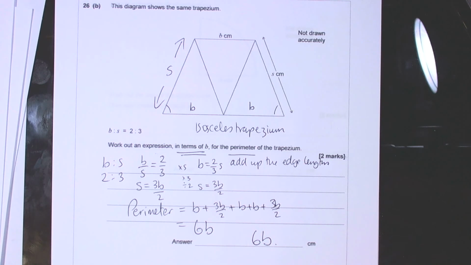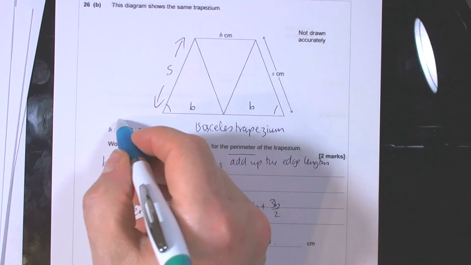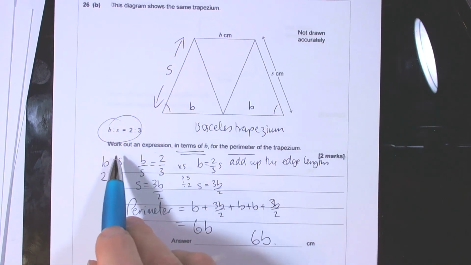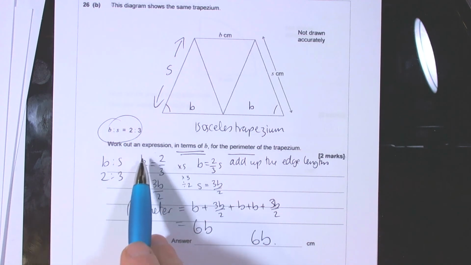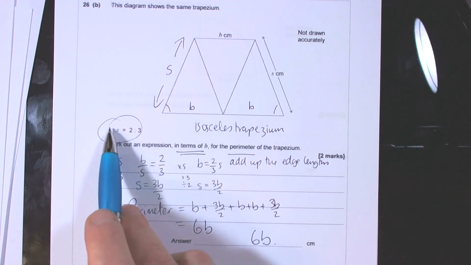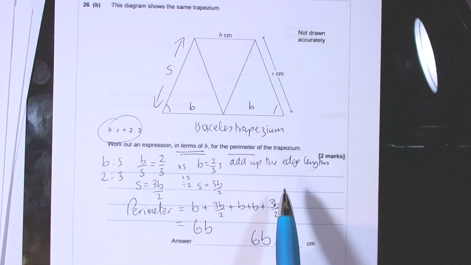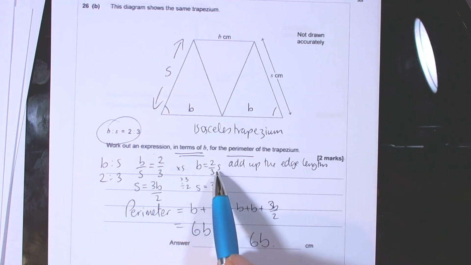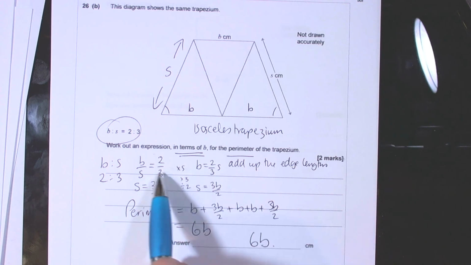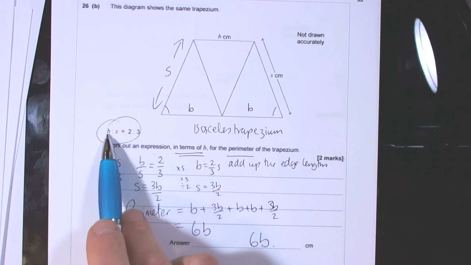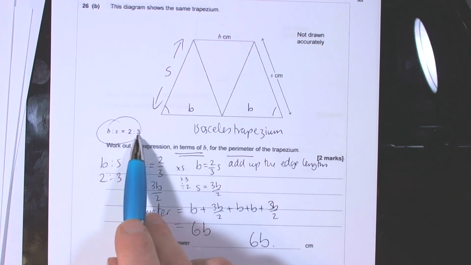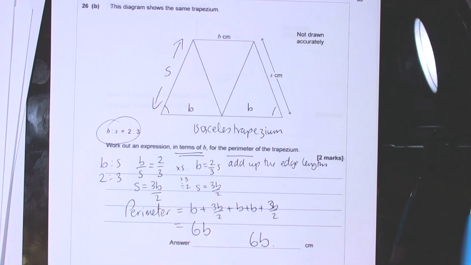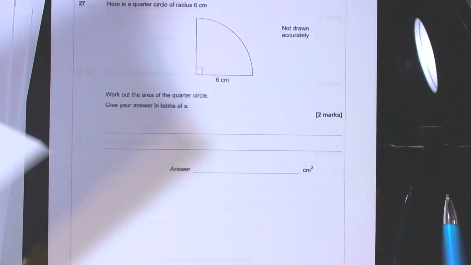Okay, so got to be careful with ratios, guys, and this idea that when we've got a ratio, it can be written as equivalent fractions. So b over s must be 2/3, and then we can rearrange that to find out what b is in terms of s. And that makes sense because b must be 2/3 of s, because if I do 2/3 of 3, I get 2. So it works like that.